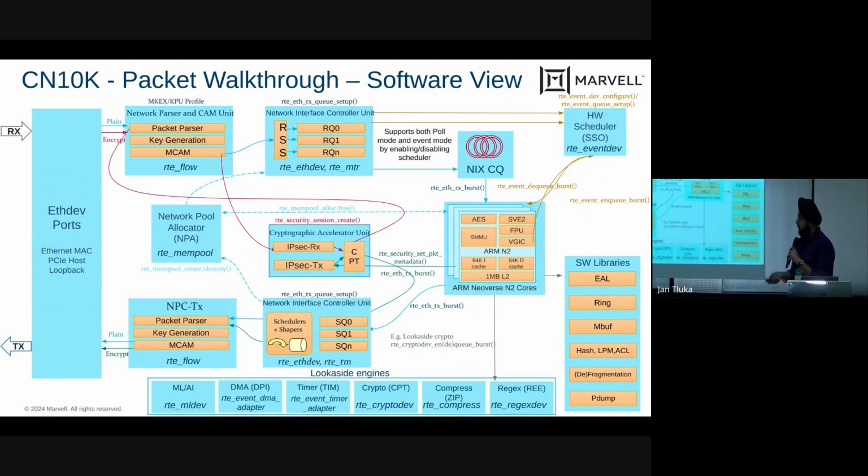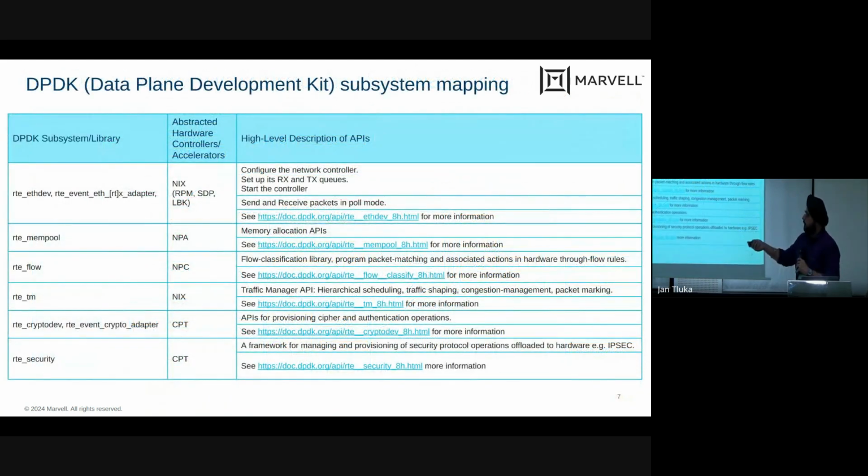And for look-aside crypto, if you don't want to do inline IPsec, the rte_cryptodev can be leveraged. Plus, there are some software libraries which the ARM cores can use anytime. I'll skip these slides, as this is for future reading. Here we have mentioned which DPDK subsystems are mapped to what is abstracted in which hardware, and some more details on it.